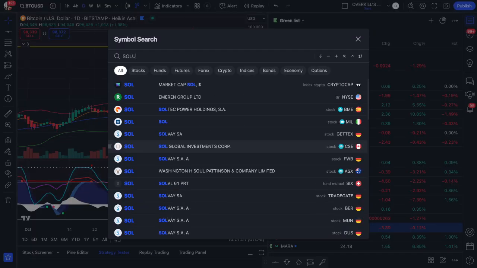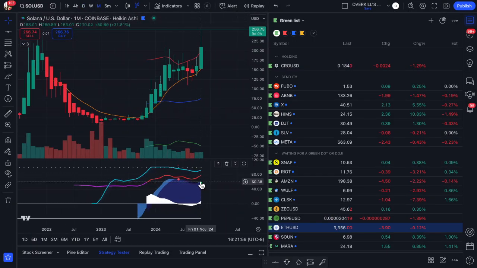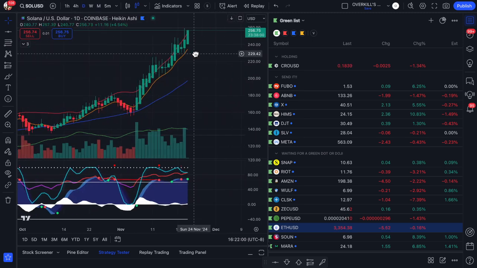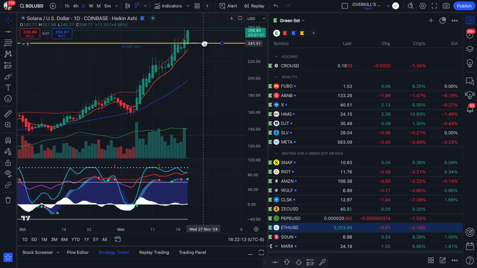Solana, SOL, monthly chart just popping off again. We called this one out at the beginning of the month, and the daily's just running. So personally, I'd want to protect my gains on this one, put the stop loss at 240 because, again, we were entering down here on November 6th at about 160. We're already up almost 100%. So to protect our gains, we're going to use our stop loss.